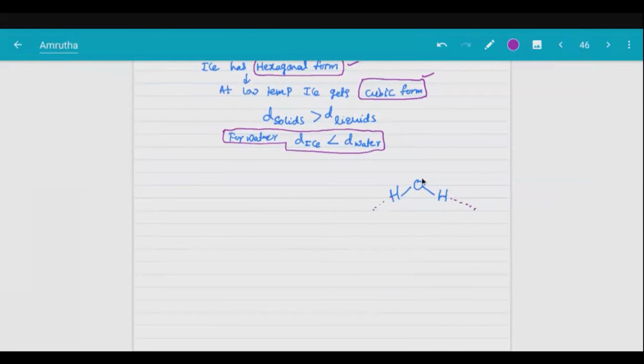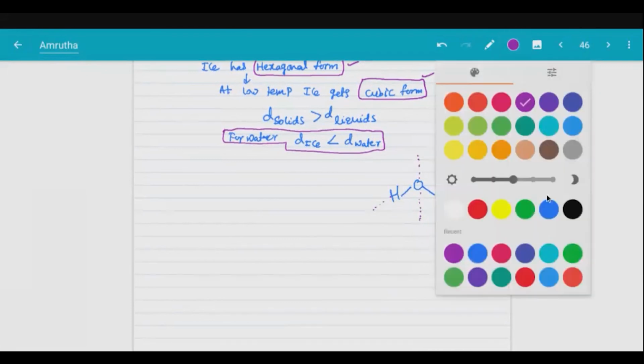There is a hydrogen bond, and see this, 2 hydrogen bonds with this oxygen. This is like a tetrahedral arrangement. So it is experimentally proved, no? So there are 4 water molecules.